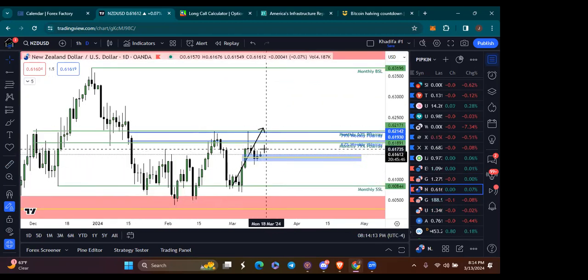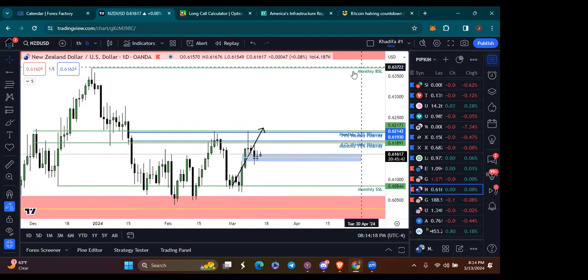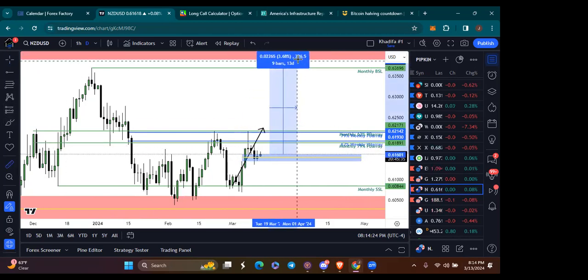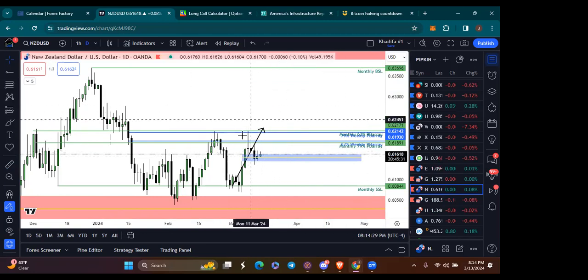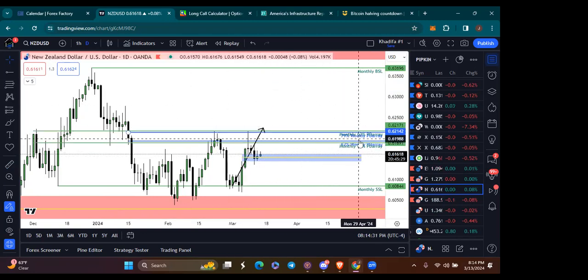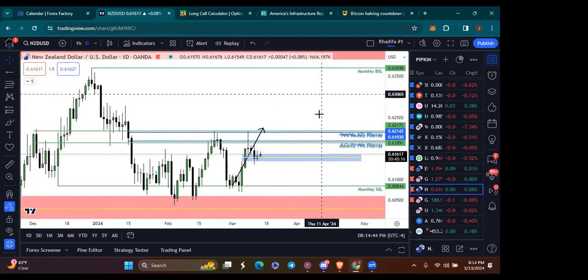Same thing with NZD/USD. I want to see us continue to extend higher, with this being the overall target, the monthly buy side liquidity. So I'd like to see us run for about 200 something more pips for NZD/USD. Love to see us get above these PDRAs, right? If I did trade NZD/USD, I would be looking to take my longs off of this level once we broke above it and closed above it.